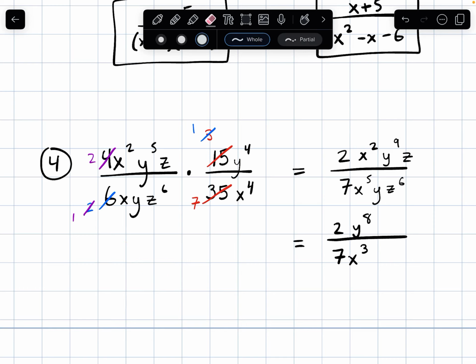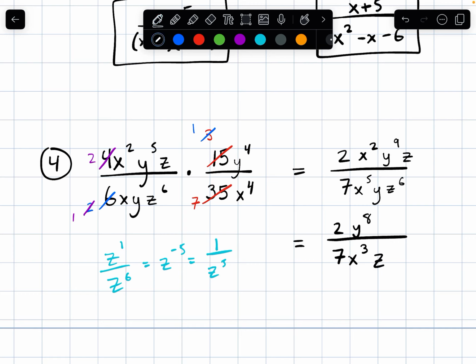And then the last thing I want to go ahead and simplify is the z's. And if I look at the letter z, we can see that we've got z over z to the 6th. Remember, that's really z to the first power. 1 minus 6 is negative 5, which is really 1 over z to the positive 5th. So we should expect to see z to the 5th in the denominator. And so we're going to go ahead and write that down here.